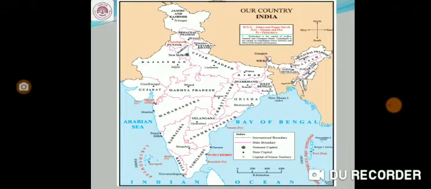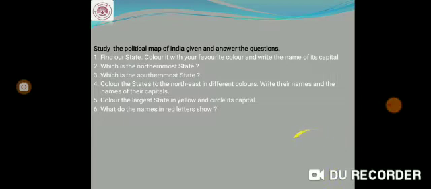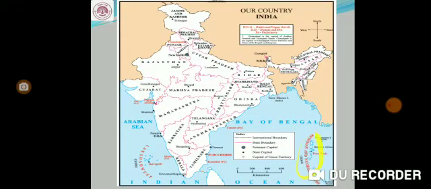Where are the red letters? In the entire map, where do you see the red letters? Which are the places? Quickly now. So you see, you remember Andaman Nicobar Islands, Lakshadweep. So these are the places that are in red. Yes or no? So these are what? What are they called? These are the union territories.